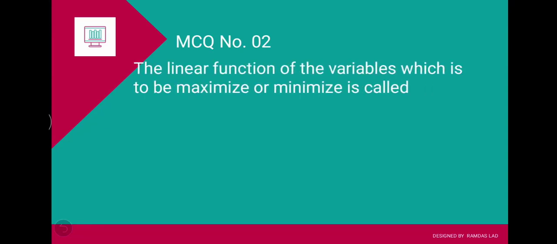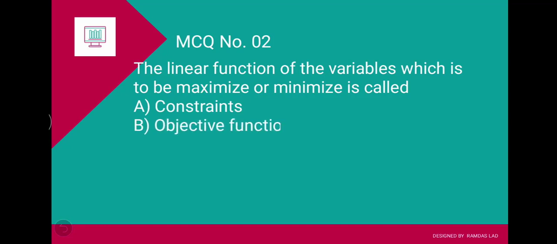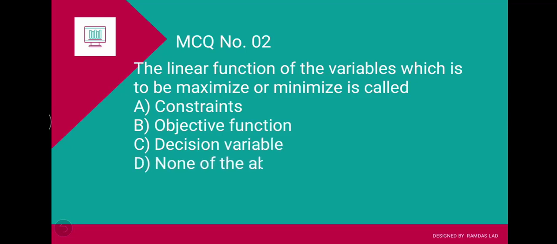Now, multiple choice question number 2. The linear function of the variables which is to be maximized or minimized is called. So this is again the definition. Option A is constraints. Option B is objective function. Option C, decision variable, and option D, none of the above.